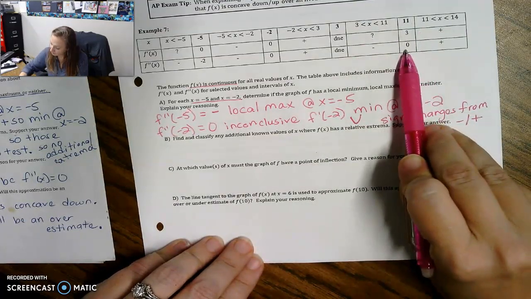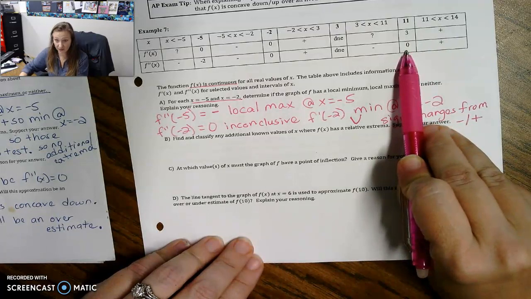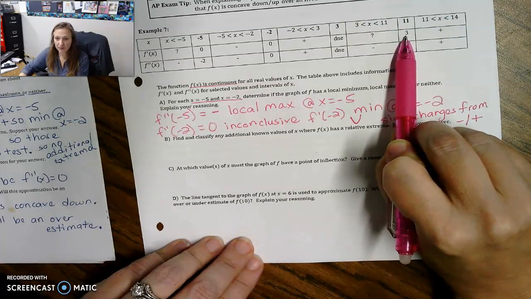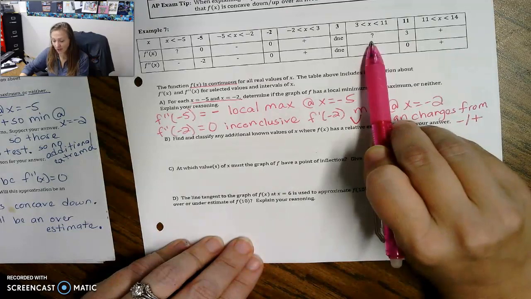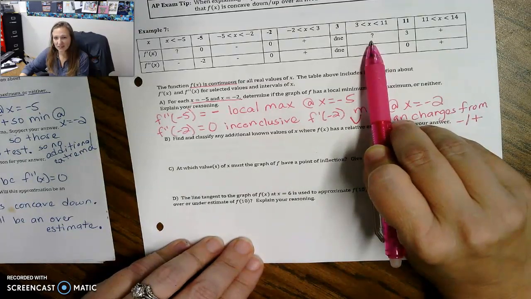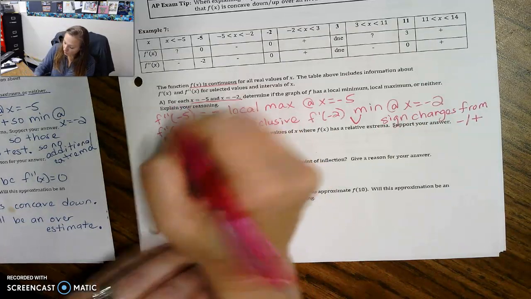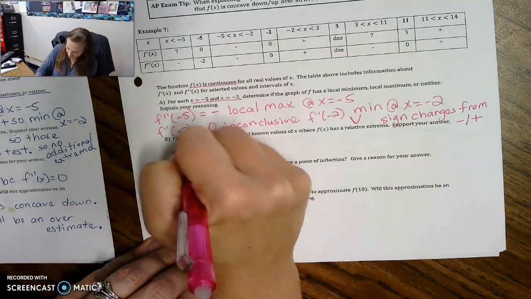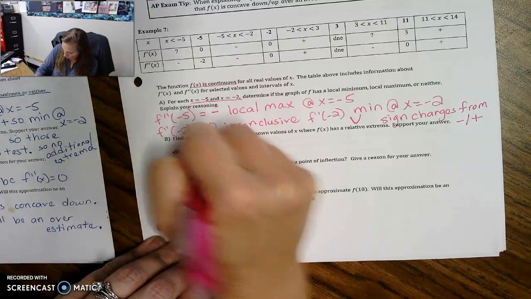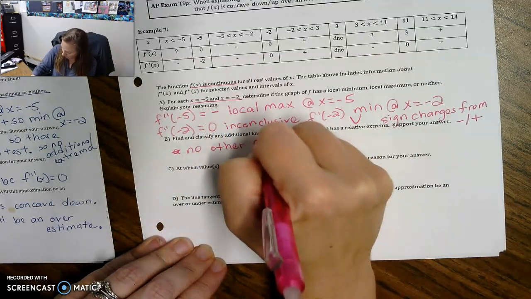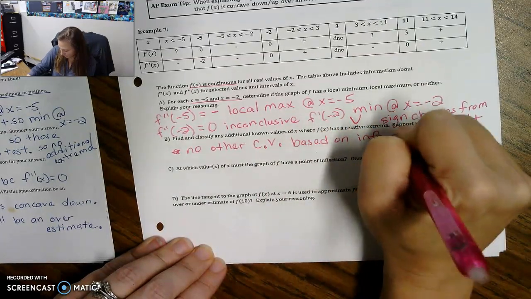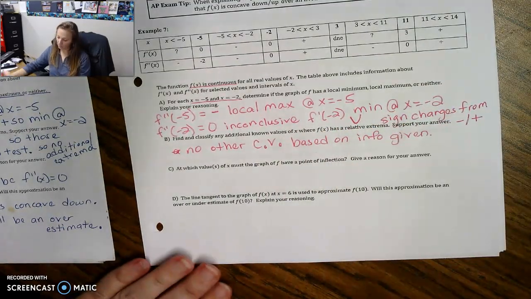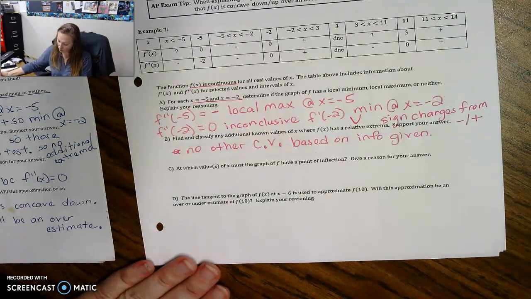I don't have enough information from the table here. Let's look at 11. Okay, the second derivative test fails us because it's 0, so that's not going to help us. So I go to the first derivative test, and I don't know what's happening to the left at that point. It's increasing over here, but I don't know what's happening here. So based on this table, we don't have any more information. No other critical values based on info given. We don't have any additional extrema based on what we know.